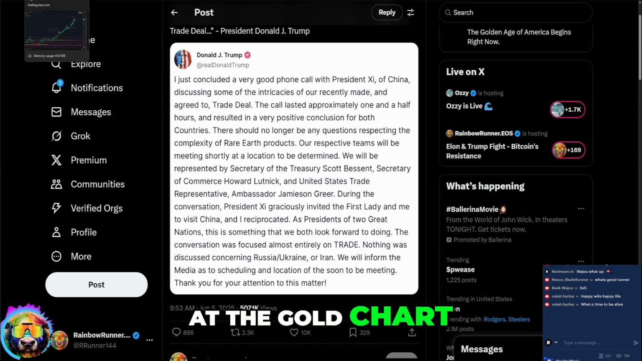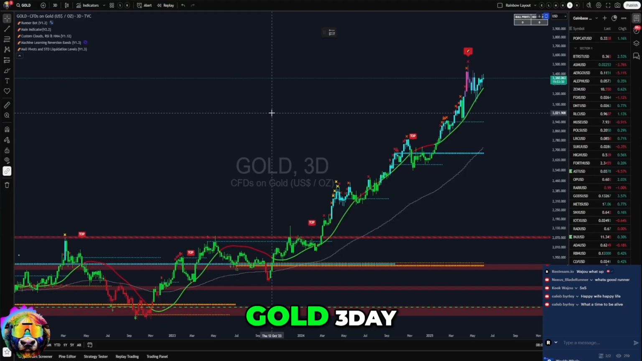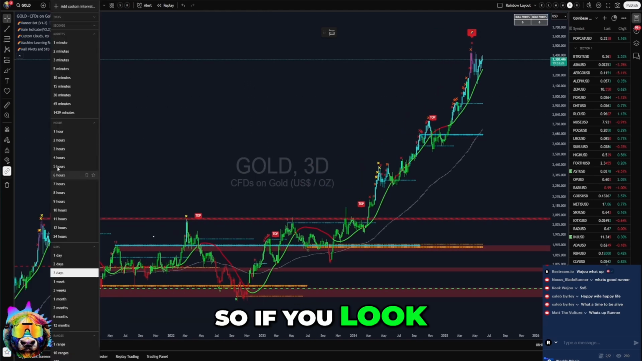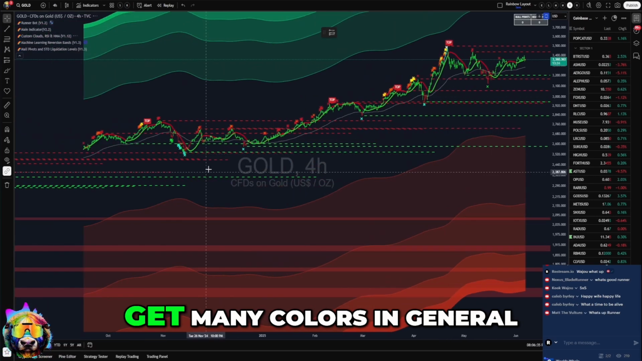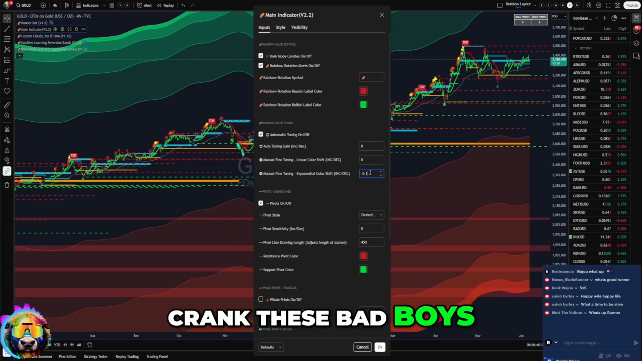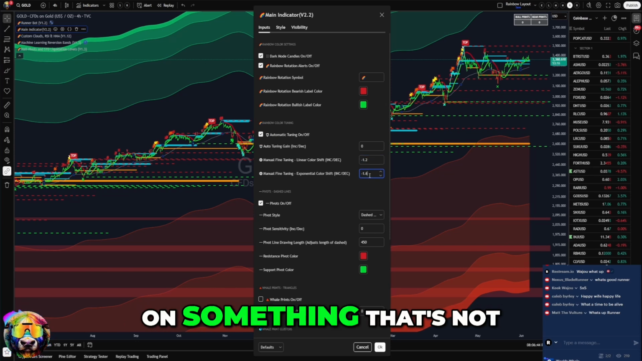So I haven't looked at the gold chart for a bit. Let's transition into our first Rainbow Theory chart. Gold 3-day. Gold is super not volatile. So if you look at Rainbow Trends on default, you're not going to get many colors. In general, you need to go to your indicator and crank these bad boys down so that these colors can actually show on something that's not very volatile.